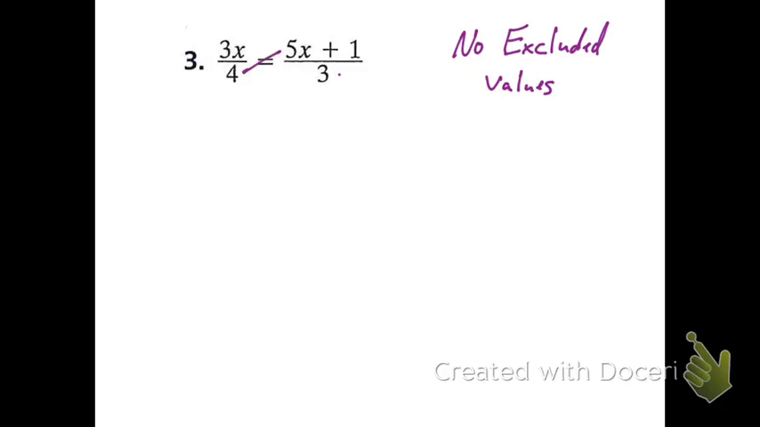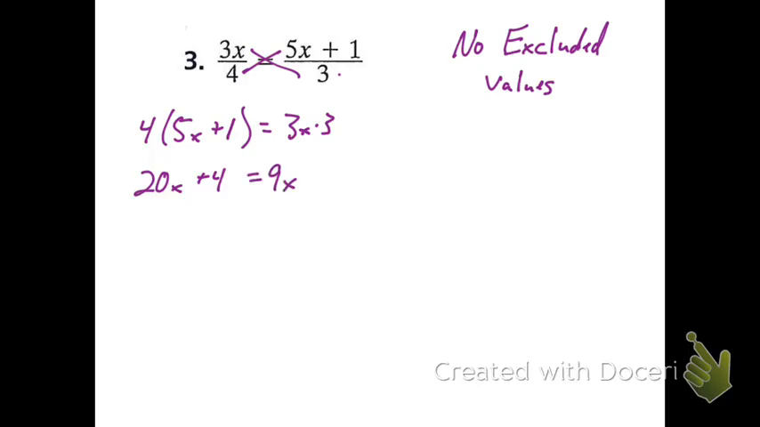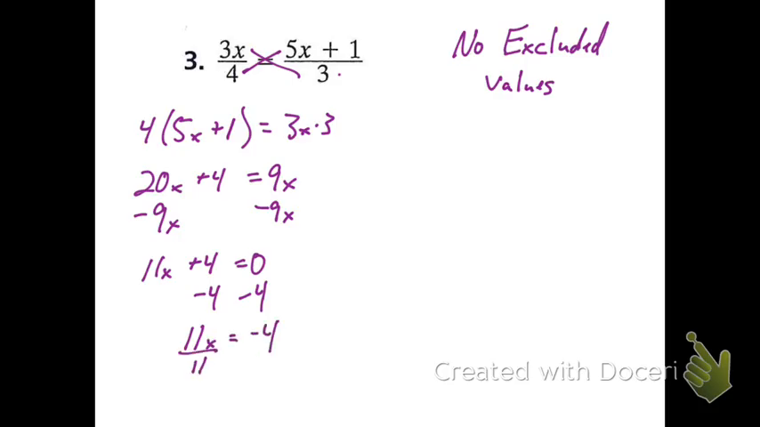So 4 times this, so it's 4 times 5x plus 1. And then over here I have 3x times 3. So this is going to be 20x plus 4 is equal to 9x. So I'm going to subtract 9x from both sides. I get 11x plus 4 equals 0. I'm going to subtract 4 from both sides. I get 11x equals negative 4. I divide both sides by 11. I get x is equal to negative 4 elevenths. All good. Feeling great about it. No excluded value, so that's my solution right there.